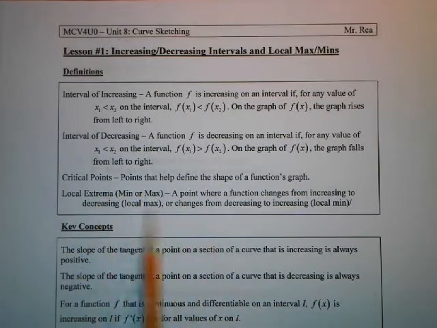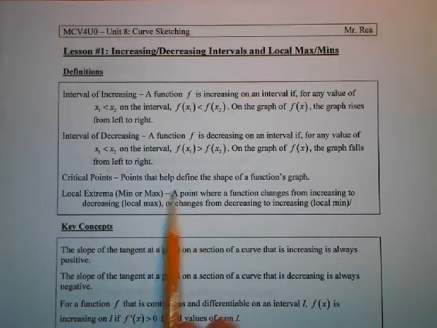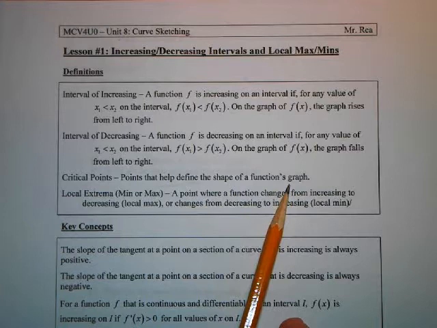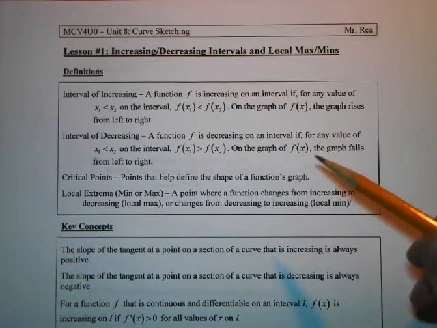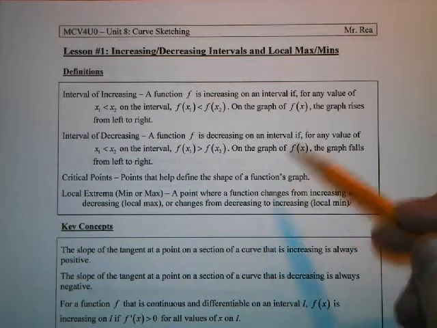Critical points, and we're going to advance this later on in other lessons. These are points that help define the shape of a function's graph. So obviously, a very important critical point would be a point like a local min or max. Okay, and that's what we talked about here. Those aren't the only critical points. We'll talk about some other ones, I think in lesson 3 it is, once we get into second derivatives.